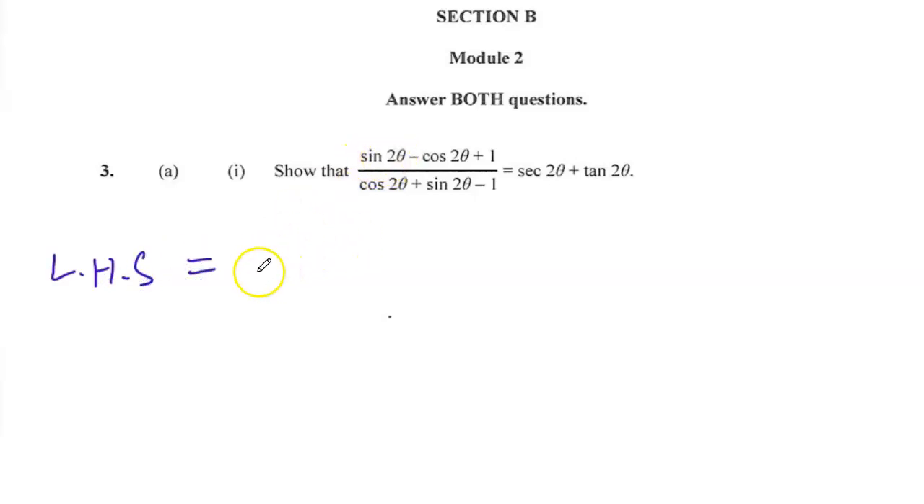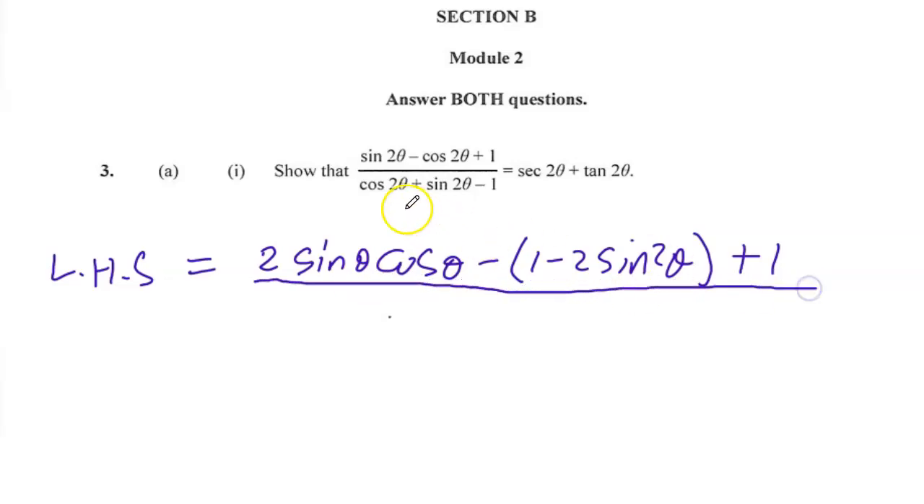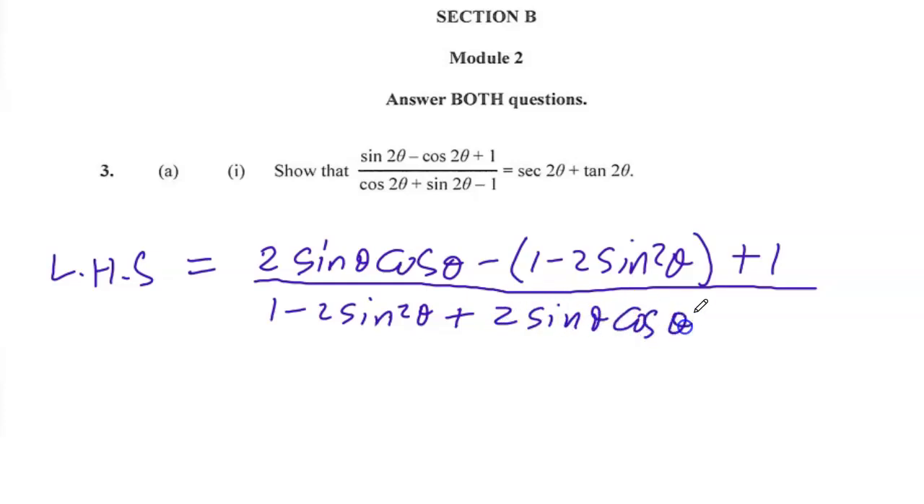Sine 2 theta, the identity is 2 sine theta cos theta, minus cos 2 theta. I'm going to use the identity for cos 2 theta, which is 1 minus 2 sine square theta. And we have our plus 1 outside there, in the denominator. So I'm using 1 minus 2 sine square theta for cos 2 theta, and sine 2 theta is 2 sine theta cos theta. And then we have our minus 1 out here. Good?